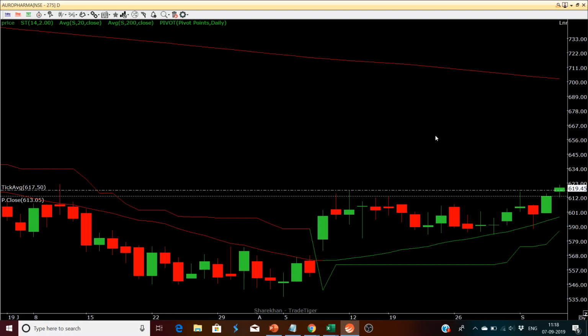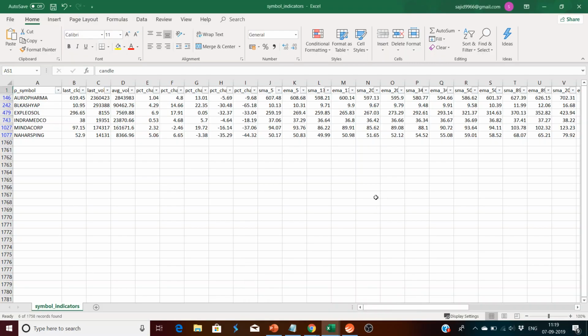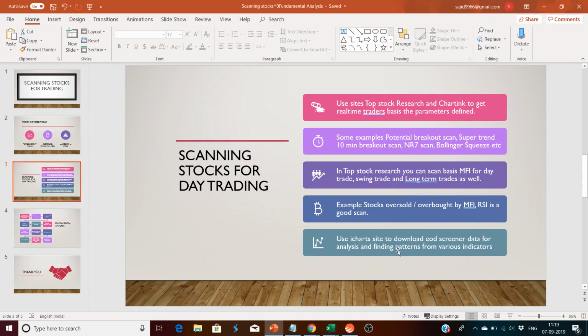So this is how you have to check whether the data you're getting is right or wrong. But you are narrowing down your search, so it's not difficult to check like 5 to 6 stocks and see which works well according to your understanding of technical analysis. Okay, so now let's see. So I've shown you ICharts, and I think I've covered all the topics in this.